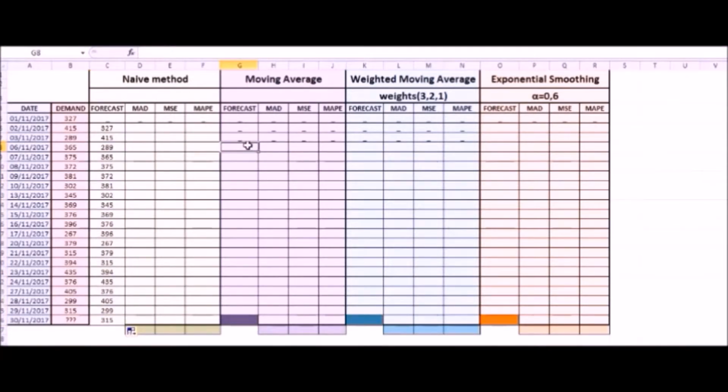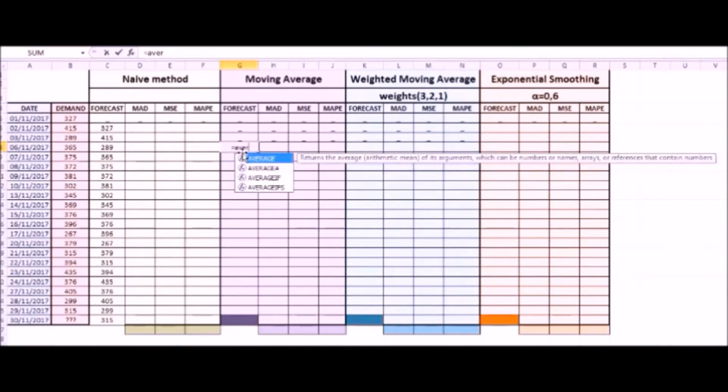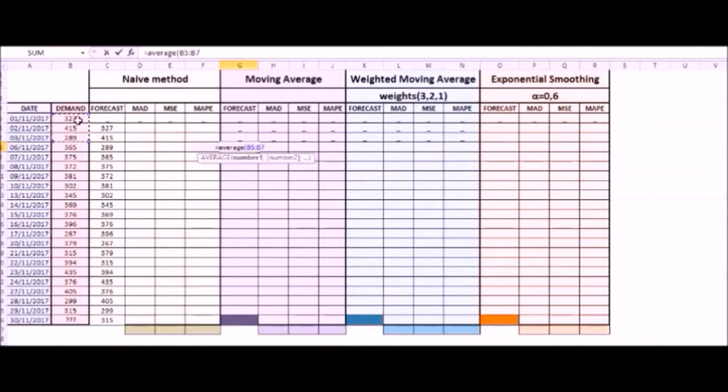The second technique, called moving average, states that each forecast is the average demand in previous n periods. In our example, each forecast will be the average demand during the past 3 days, so the first forecast equals the average of these 3 values, and so forth.